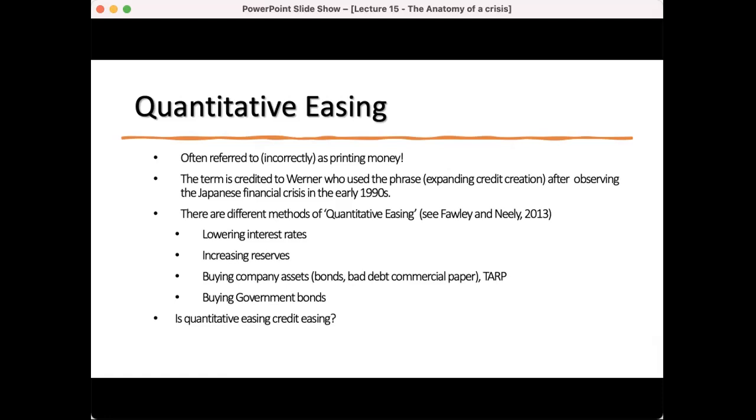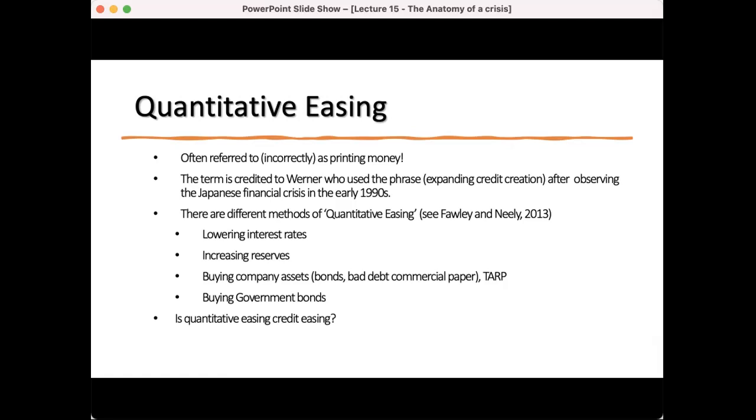So quantitative easing is often referred to as money printing. And of course, it's not printing money, is it? It's providing liquidity to the markets. The term's credited to Richard Werner, who used the phrase after observing the Japanese financial crisis in the early 1990s, where Werner was actually working at the time, which is beautifully described and explained in his book called The Princes of Yen, which is actually on Reading Lists Online. It's a fabulous read if you're interested in government financing.